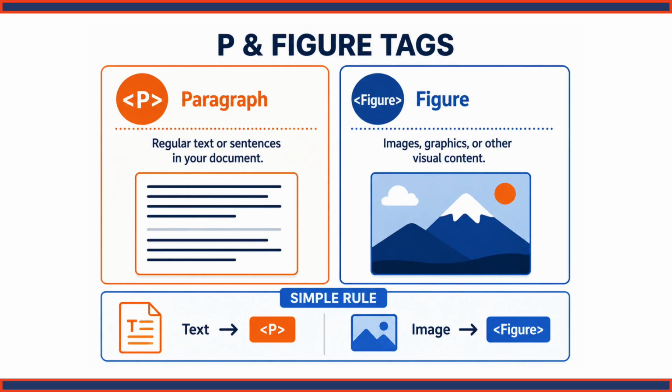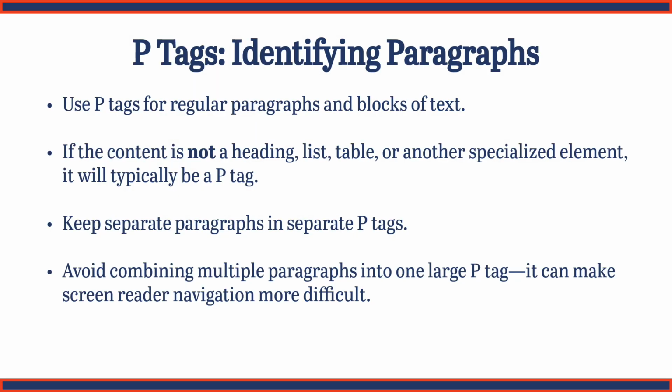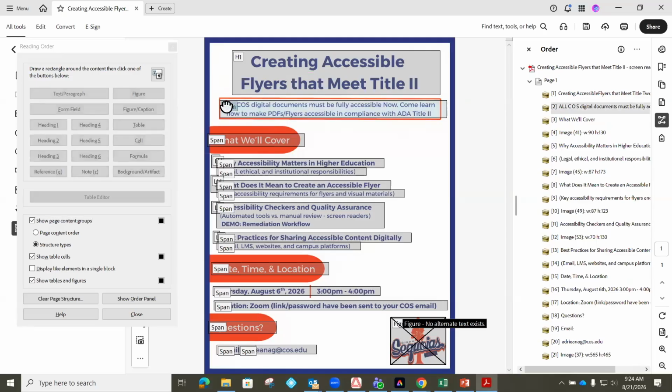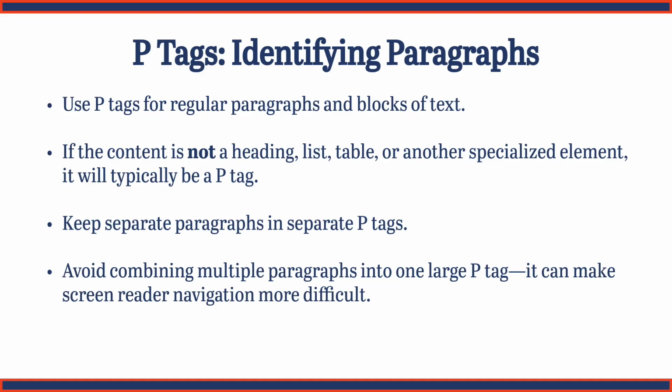In addition to your heading tags, you'll also use paragraph tags, also known as P tags, and figure tags. Paragraph tags are used for the main body text in your document. If the content isn't a heading, list, table, or another specialized element, it will most likely be tagged as a paragraph. Each new paragraph should have its own P tag. Avoid combining multiple paragraphs into a single tag, as this can make navigation more difficult for screen reader users.